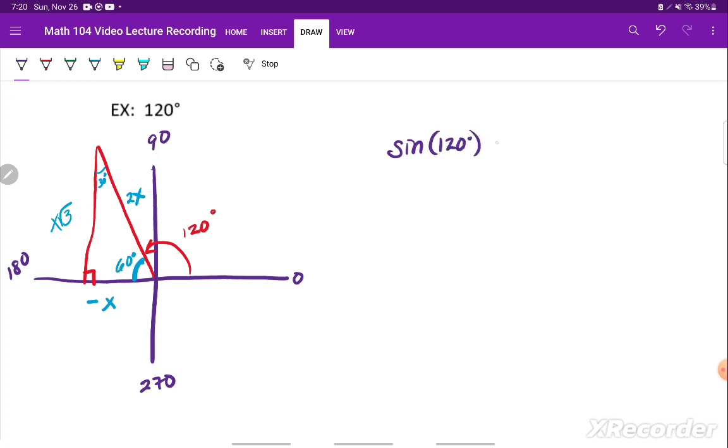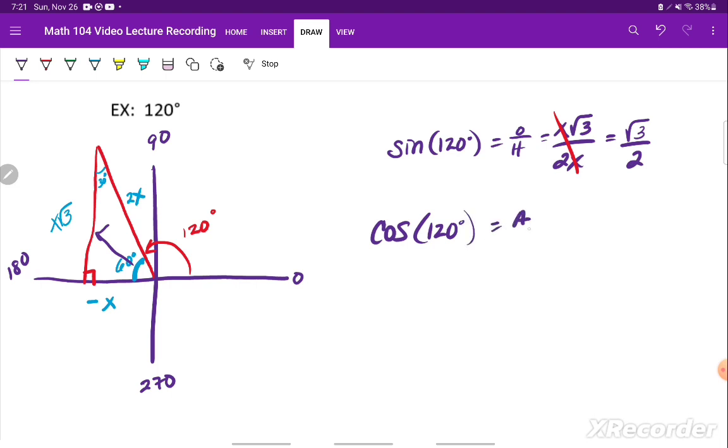Sine of 120 degrees, that's opposite over hypotenuse. So opposite our 60, that's x square root of 3 over our hypotenuse of 2x. And our x's cancel out, leaving us with square root of 3 over 2. Cosine of 120 degrees, that's our adjacent side over our hypotenuse. Our adjacent side is negative x over our hypotenuse of 2x. X's cancel. This simplifies to be negative 1/2.